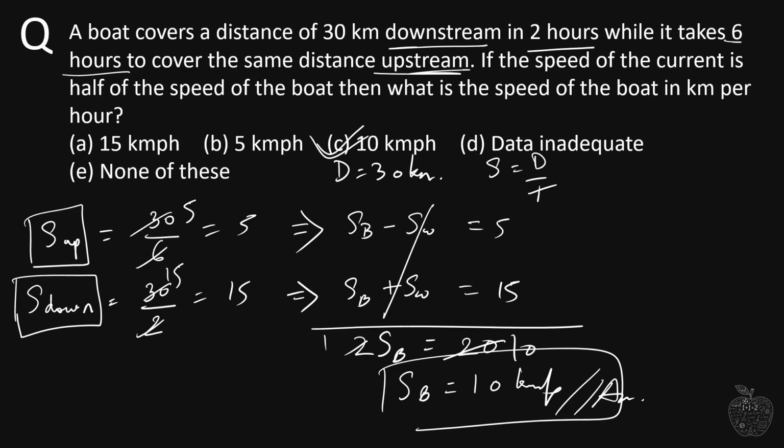And if you notice carefully, in this question we have not used this information, if the speed of the current is half of the speed of the boat, while solving in this way, but we have used this information when we were solving it in the traditional way. So that's the difference here. You can solve it in either way, whatever clicks for you when you are in the exam. That's why I've told you both the methods. So that's how you solve it. Option C here is the correct one.